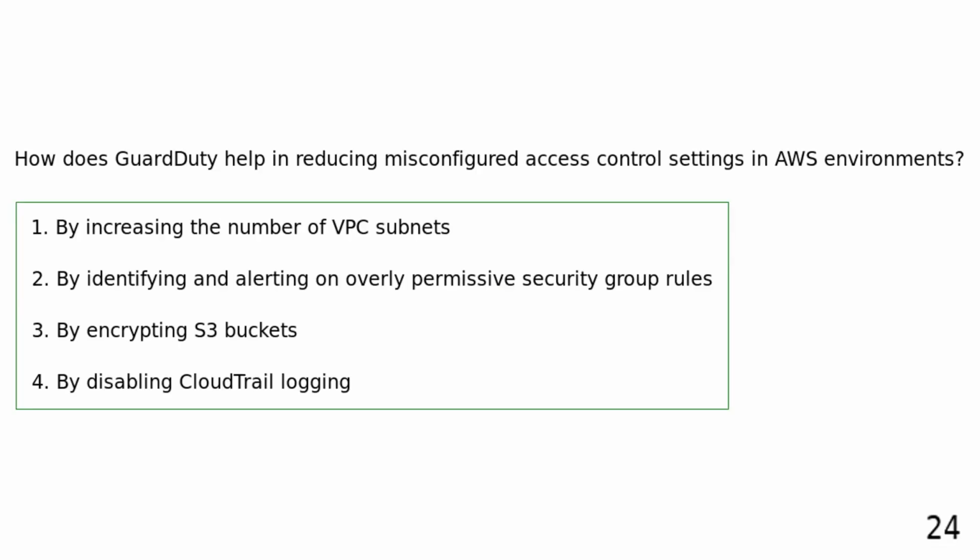How does GuardDuty help in reducing misconfigured access control settings in AWS environments? By increasing the number of VPC subnets. By identifying and alerting on overly permissive security group rules. By encrypting S3 buckets. By disabling CloudTrail logging.